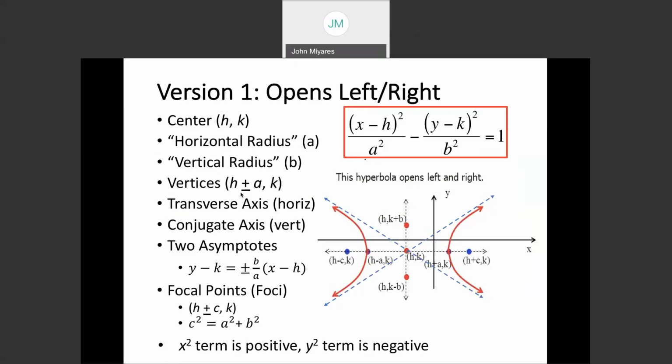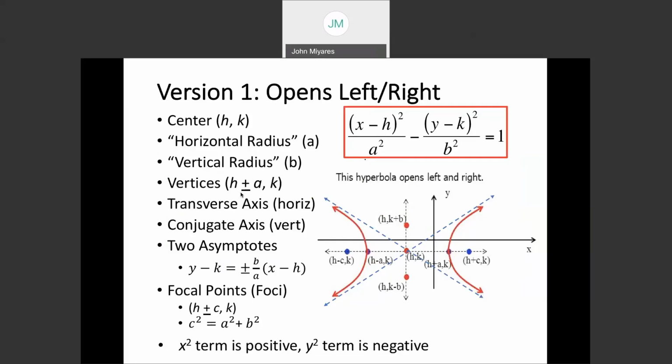So the asymptotes also will pass through the center point (h, k). For those of you familiar with the point-slope form of a linear equation, we're going to see that demonstrated here, where you have normally y minus y1 equals m times x minus x1. Here we have y minus k equals plus or minus b over a times x minus h.